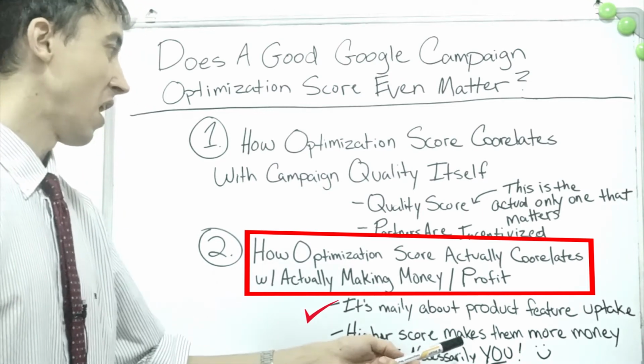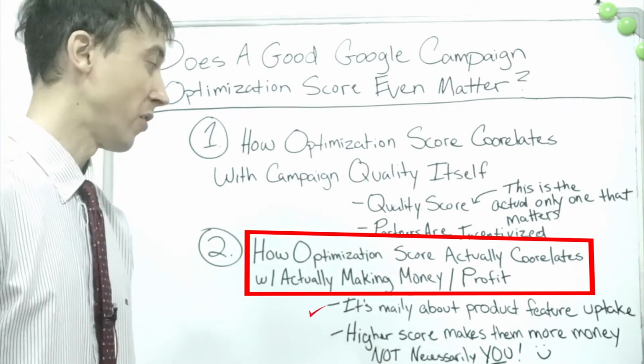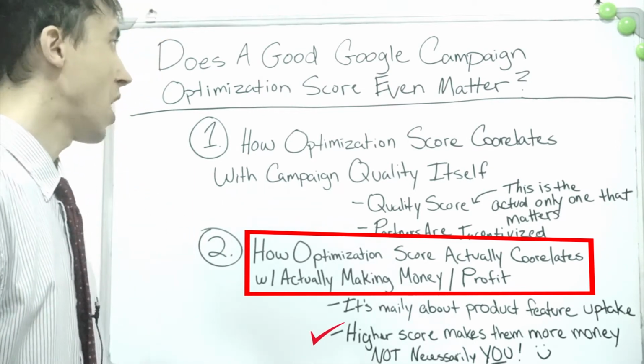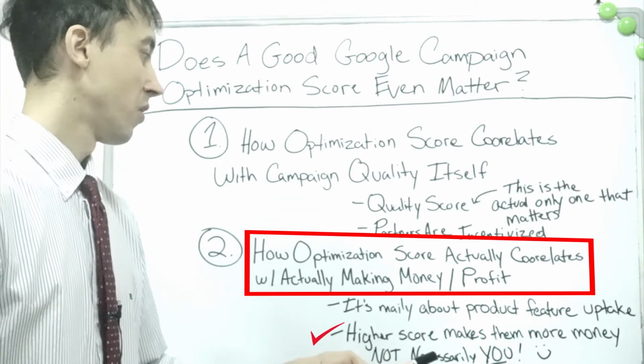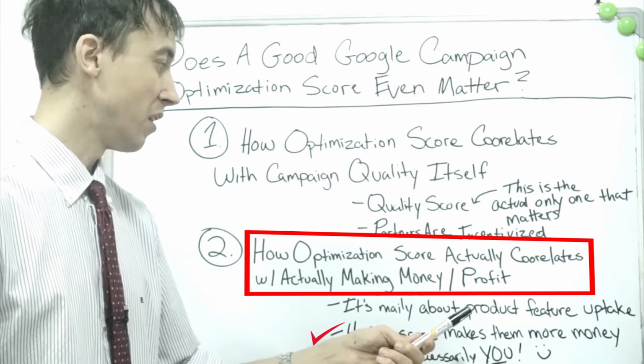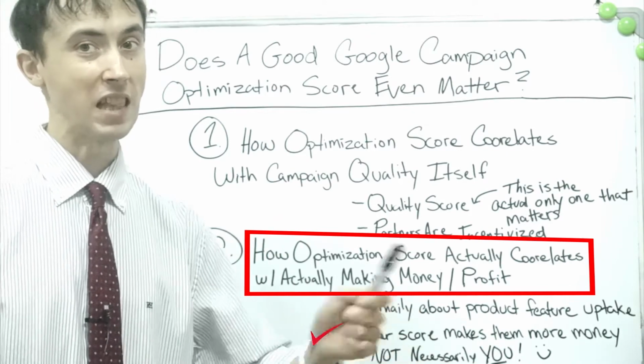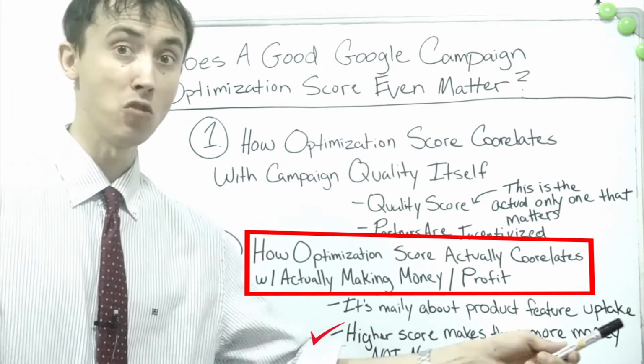So anyway, in a nutshell, you can boil it all down. The higher campaign optimization score that you have, the more money Google makes, but not necessarily the more money you make.